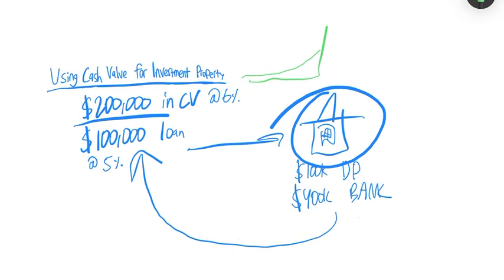So I hope this short video just helped explain how you can use the cash value in your policy for investment opportunities, specifically for real estate. It's a lot quicker of a process to go through an insurance carrier to obtain a loan than going through a bank. And also, you don't have all the red tape of going through a bank.